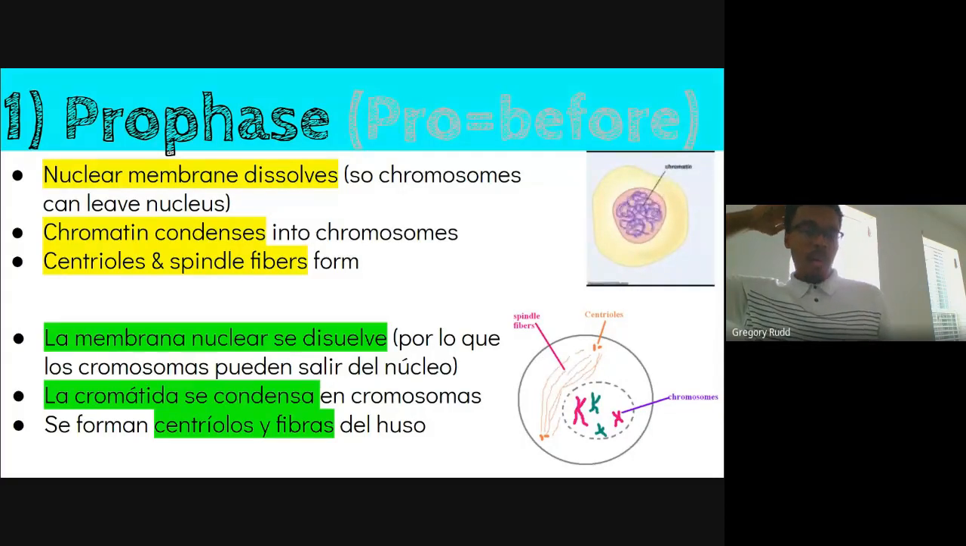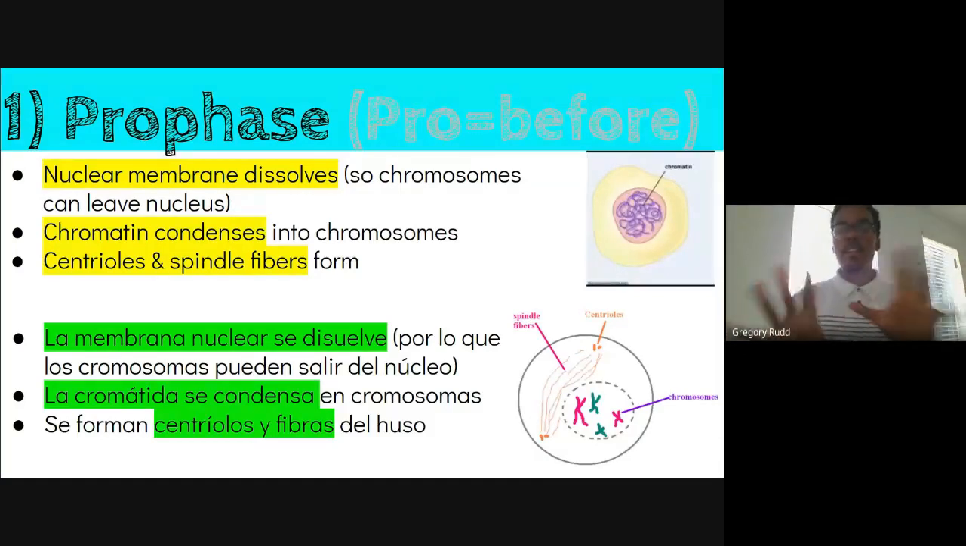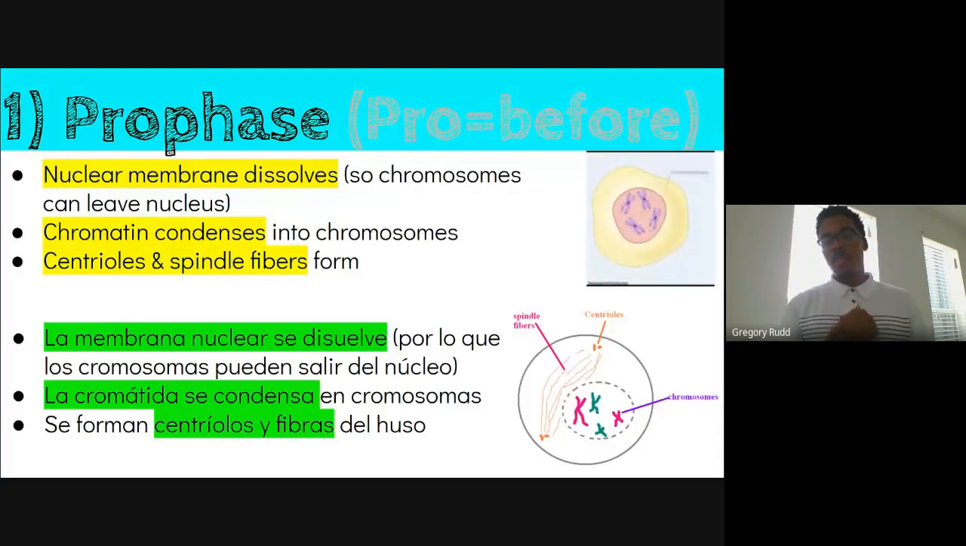We also have what are called centrioles and spindle fibers. And I know there are a lot of new terms being thrown at you right now. Really, the most important part of prophase is that the nuclear membrane dissolves. But these centrioles and spindle fibers are essentially kind of like the motors that eventually are going to pull the chromosomes apart.